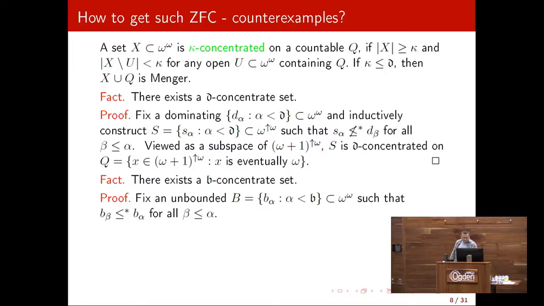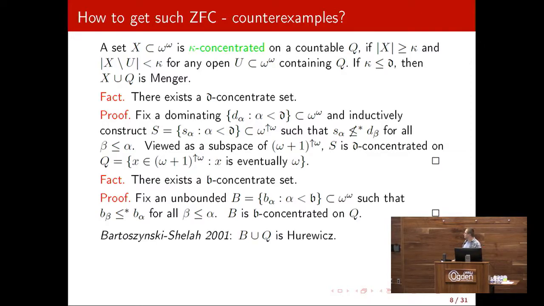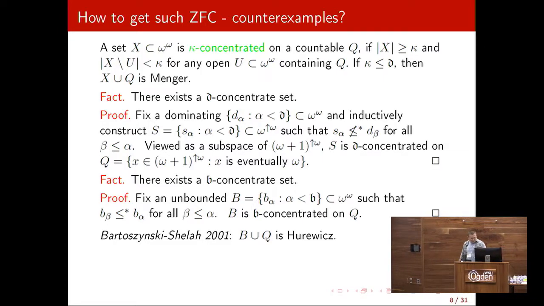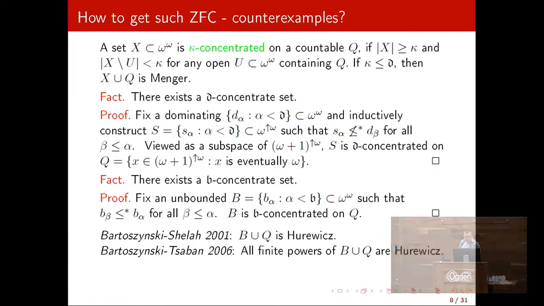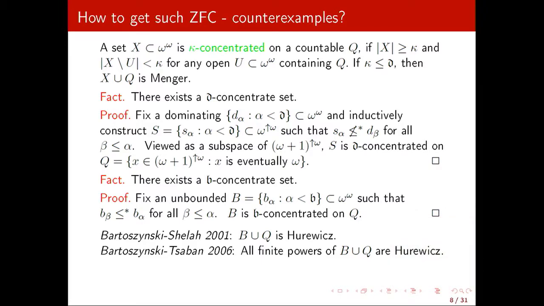And one can also prove outright in ZFC that there exists a B-concentrated set, and well, if your B-concentrated set is chosen carefully, its union with Q will be Hurewicz. It's a result of Bartoszyński and Shelah from 2001. And then it was improved by Bartoszyński and Tsaban to prove that all finite powers of some carefully chosen B-concentrated set together with Q are Hurewicz.